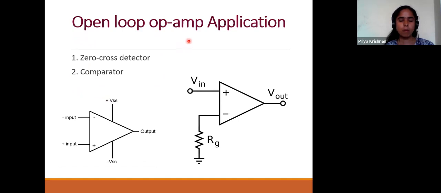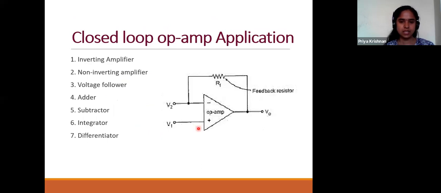So for the open loop op-amp, two applications are listed here. Open loop is where we have two inputs, one output, positive supply, negative supply. There is no feedback, so it is an open loop configuration. Similarly, in closed loop, two inputs, one output, but I take feedback from my output and give it to my input.